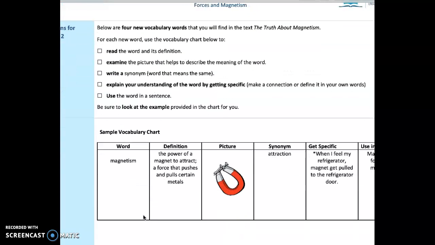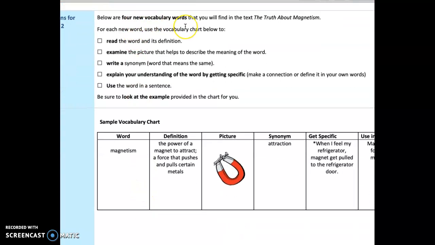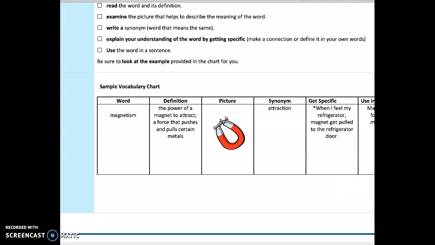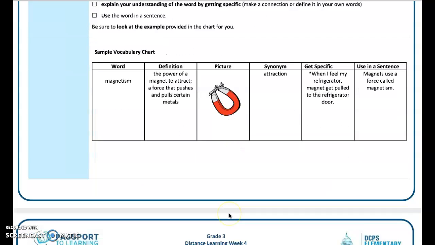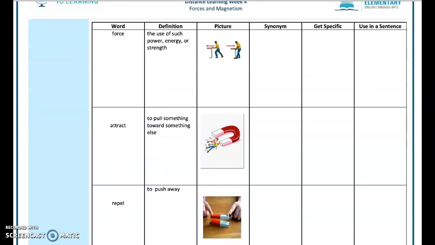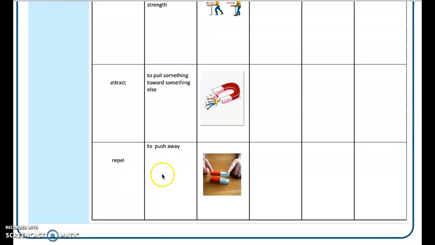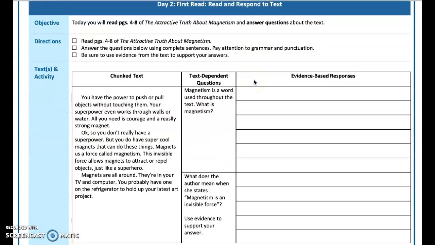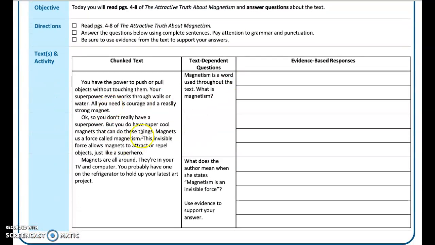Wonderful. Alright, so we reviewed 4 new vocabulary words. This should have been completed on Monday. Read the word and its definition, examine the picture, write a synonym, explain your understanding of the word, and use the word in a sentence. We also learned about the words force, attract, and repel. Please be sure to send me pictures of your completed assignment. And then yesterday, on your own, you were supposed to complete this section.